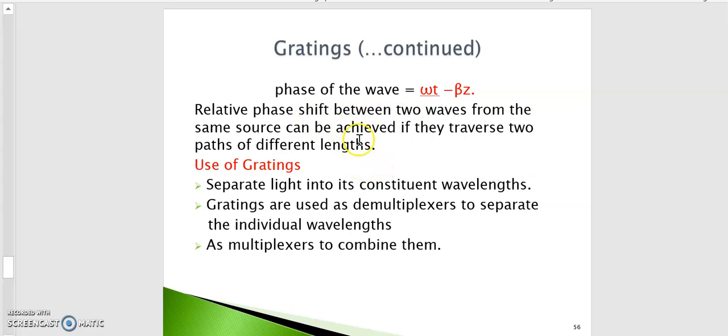How is that relative phase shift achieved? If the signals move along two paths of different length, that is, if two signals have a path difference, they will have a relative phase shift. Then what is the use of these gratings? These gratings can separate light into its constituent wavelengths, and can also be used as demultiplexers to separate the individual wavelengths. It is also used to combine the wavelengths, so it acts as a multiplexer.